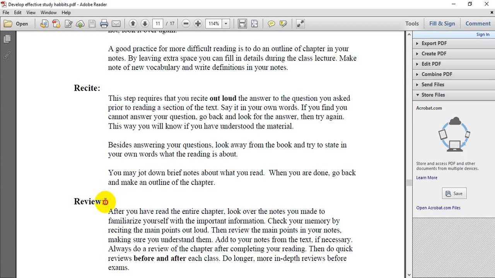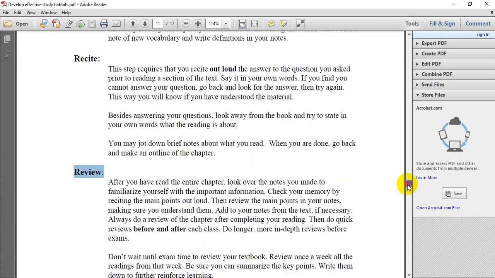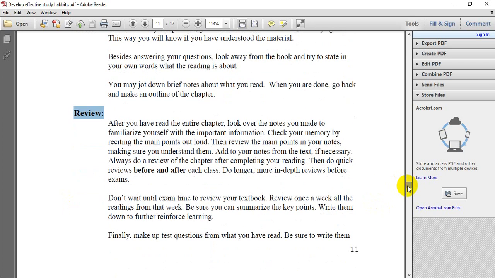R is for review. The final step in the SQ3R method is to review the material that you have recalled in your notes. Ask yourself, did you understand the main principles of the argument? Did you identify all the main points? Are there any gaps?